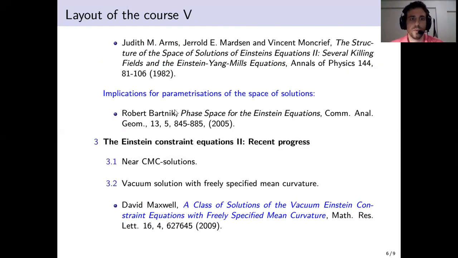In chapter 3, the idea is to move to the analysis of the Einstein constraint equations outside the CMC condition. This is recent progress, and the first thing to do clearly is to analyze the near-CMC case. This allows us to appeal to certain implicit function arguments. And then the idea is to move towards removing the CMC condition completely. We will first do this by reviewing this foundational paper by David Maxwell, where he is able to produce such classifications with freely prescribed mean curvatures in the vacuum case.